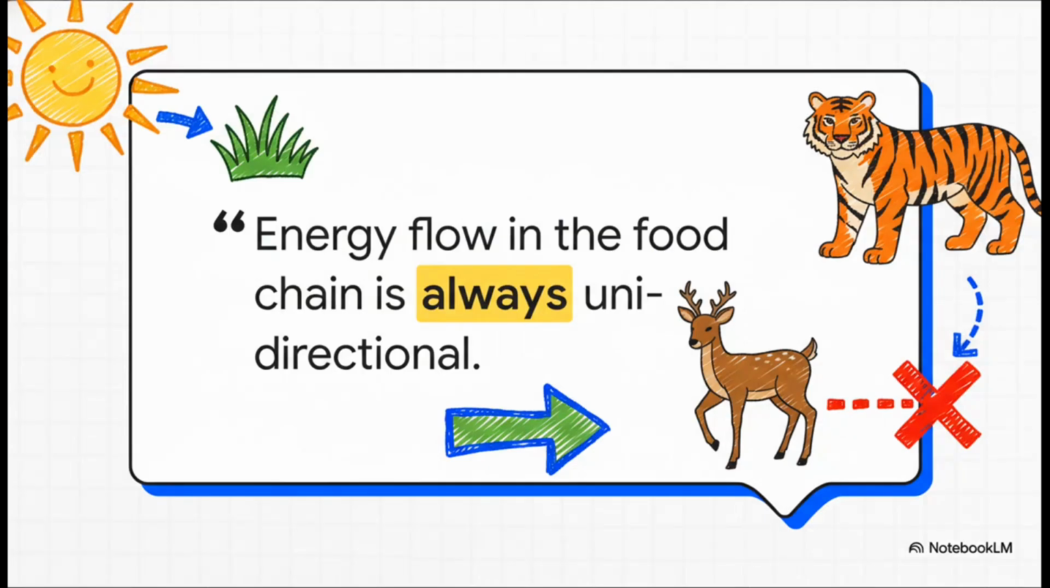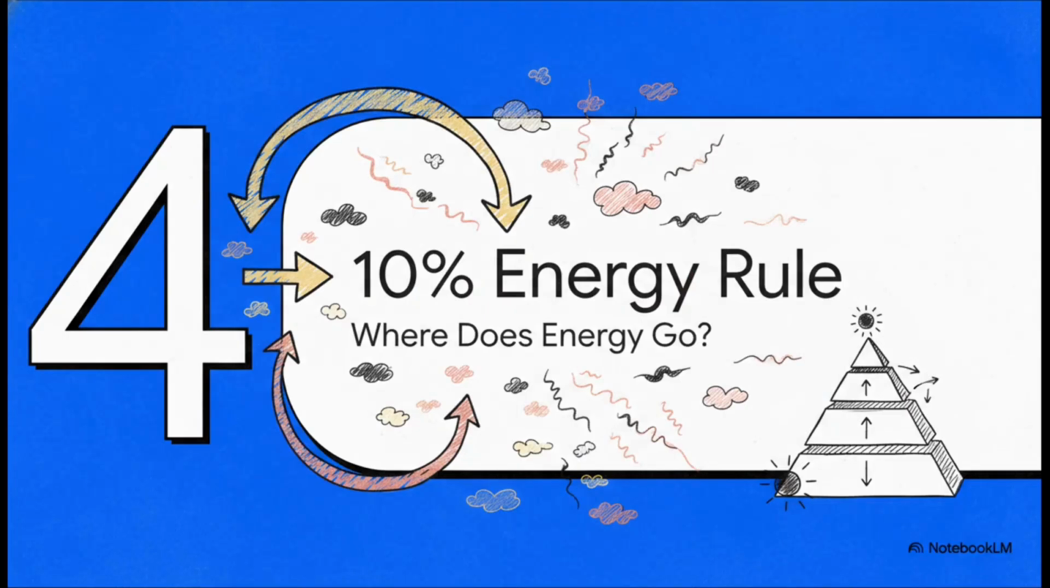This next point is, and I cannot stress this enough, very important for your exams. The flow of energy in an ecosystem is always, always unidirectional. That means it only goes in one direction. The energy from the sun goes to the grass. The energy from the grass goes to the deer. The energy from the deer goes to the tiger. Can the tiger give its energy back to the deer? No way. It's a one-way street. Please remember this. So energy is flowing from one level to the next.